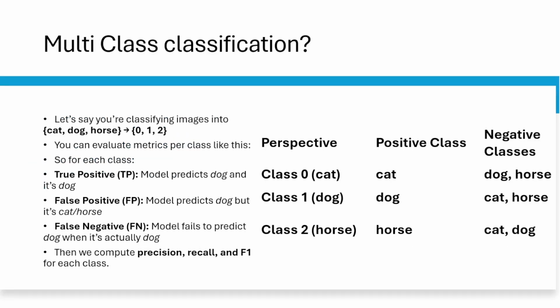But what if we have multi-class classification? For example, we're classifying images: cats, dogs, horses, or 0, 1, 2. How can we evaluate the metrics per class? For example, for each class, we get the true positives if the model predicts dog and it's a dog, and it becomes a false positive when the model predicts dog, but in reality it's not a dog, so it's either a cat or a horse. Then we can compute the precision, recall, and F1 score for each class.